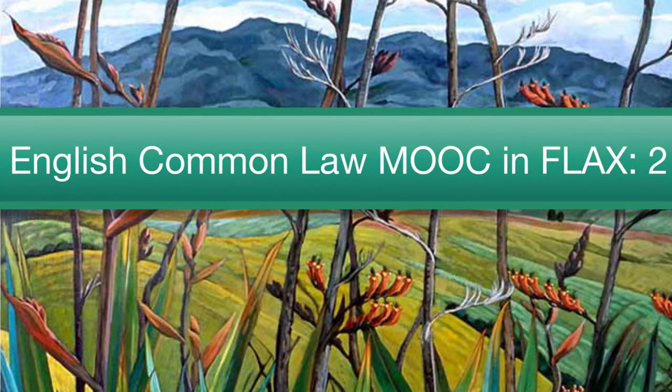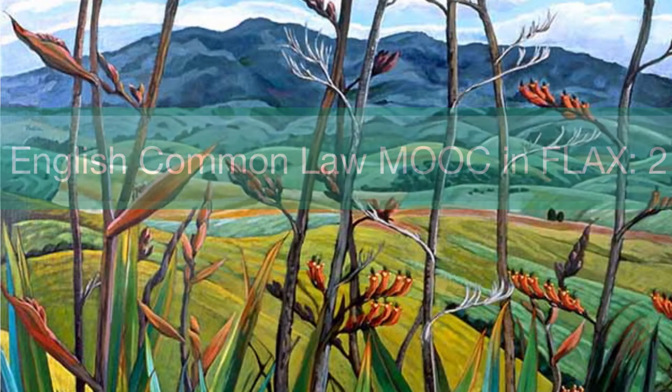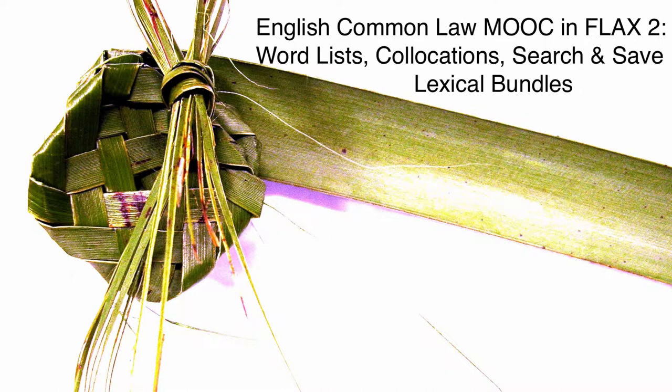Welcome back to the second training video for the English Common Law MOOC lectures in FLAX. In this training video, I'm going to show you some of the wider features of this collection, including the word list, the most common words in this collection, the collocations that you can find in this collection. Collocations are words that go together as used by the lecturer. And I'm going to take you into another feature called lexical bundles. We'll find out what those are. And moving on to the powerful search features of the FLAX tool.